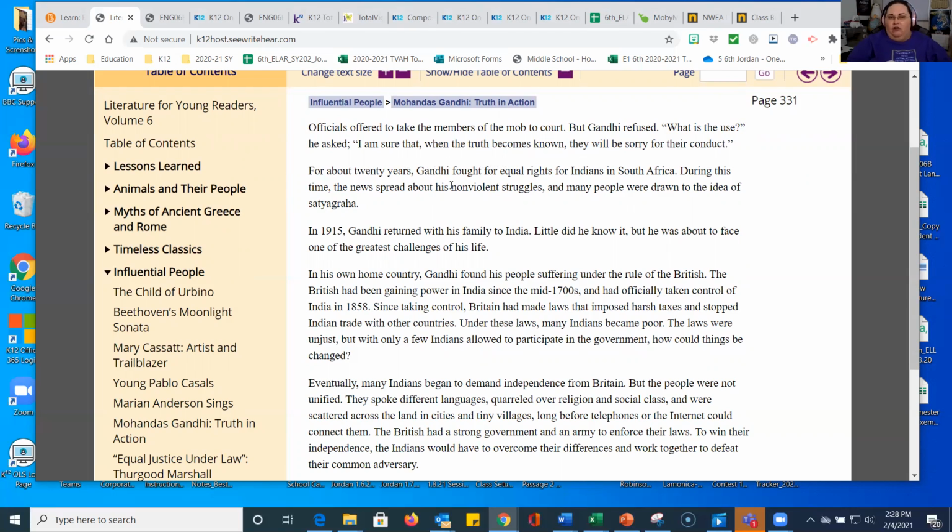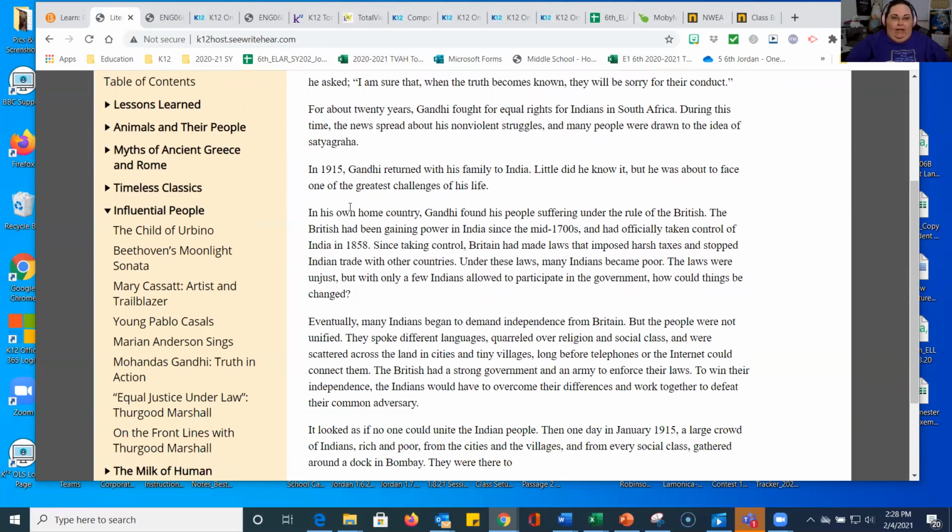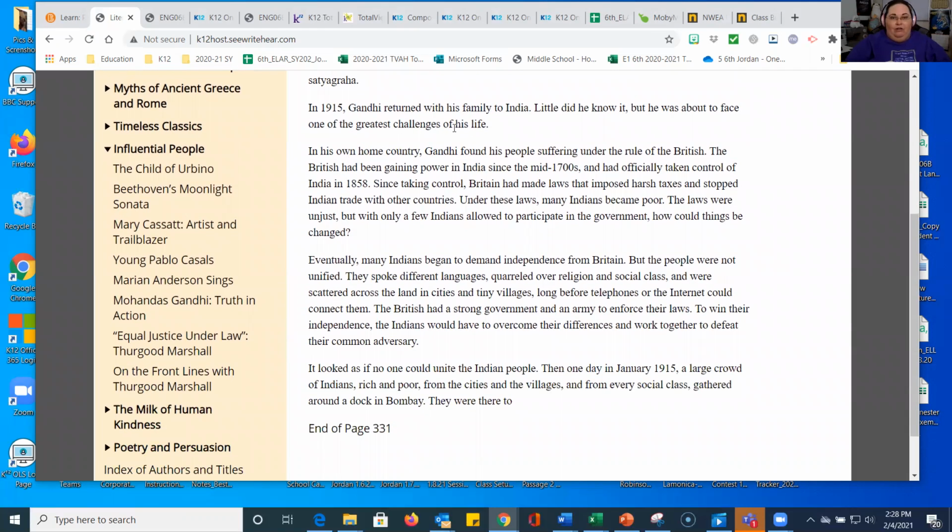For about 20 years, Gandhi fought for equal rights for Indians in South Africa. During this time, the news spread about his nonviolent struggles, and many people were drawn to the idea of satyagraha. In 1915, Gandhi returned with his family to India. Little did he know, but he was about to face one of the greatest challenges of his life.